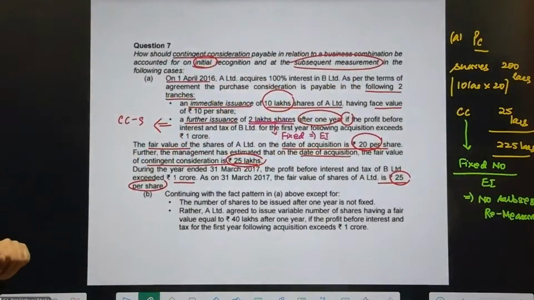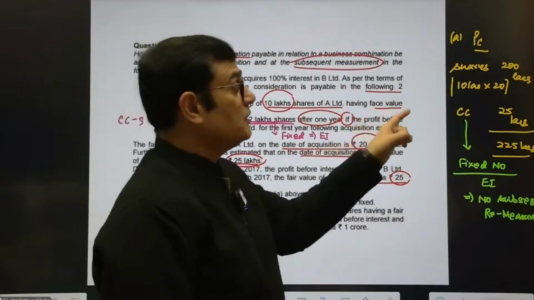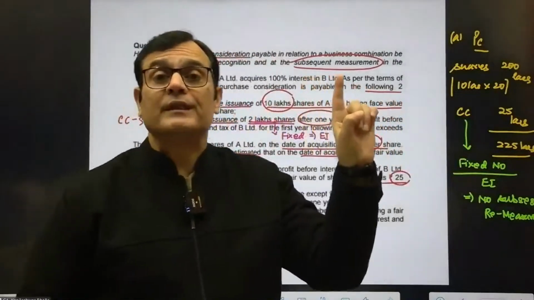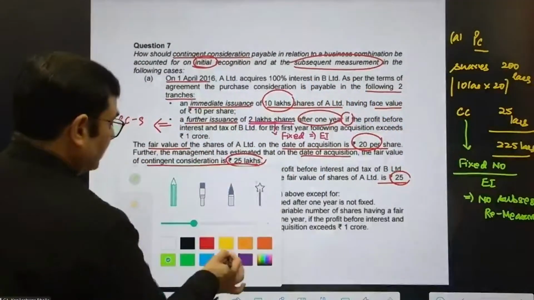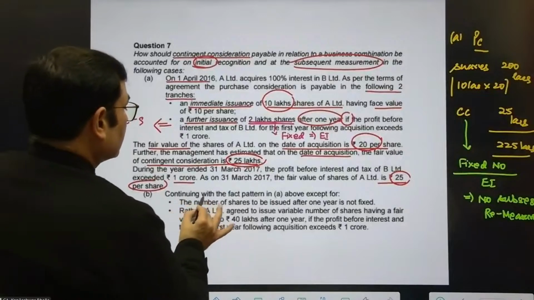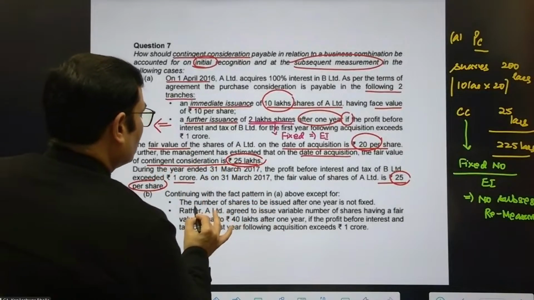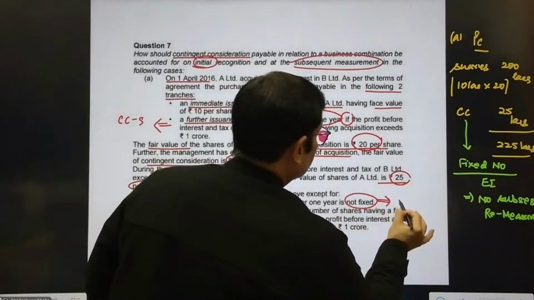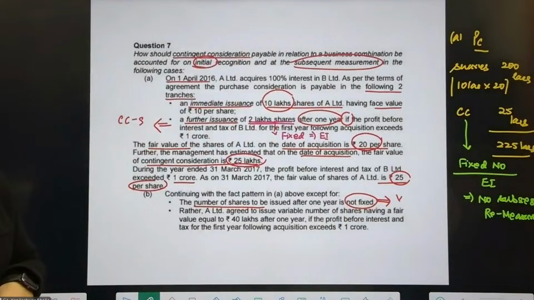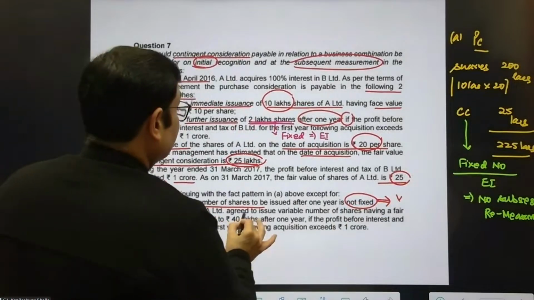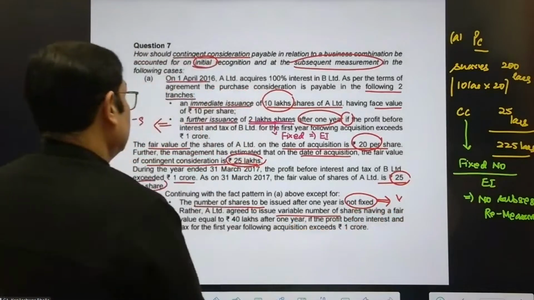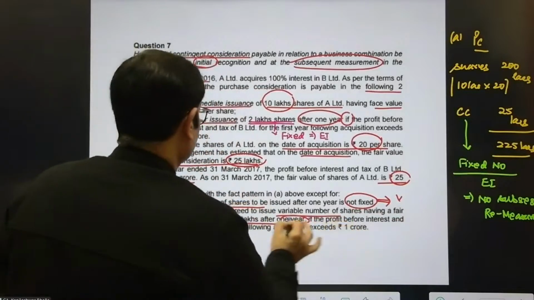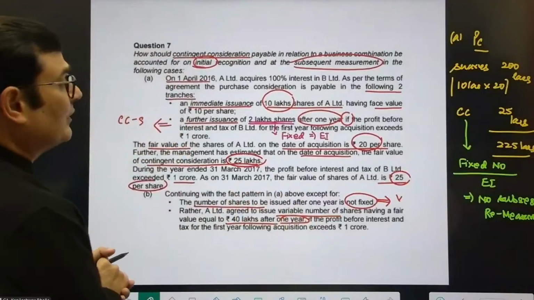Now, this was the part number A, where we've seen that we have taken the contingent consideration at fair value, but no subsequent accounting because it is an equity instrument. Let's see the part number B. It says, continuing with the pattern in A, the number of shares to be issued after 1 year is not fixed. If it is not fixed, it means it is variable in nature. And then it says, rather A agreed to issue a variable number of shares having a fair value of 40 lakhs after 1 year, if the PBIT in the first year following acquisition exceeds 1 crore.